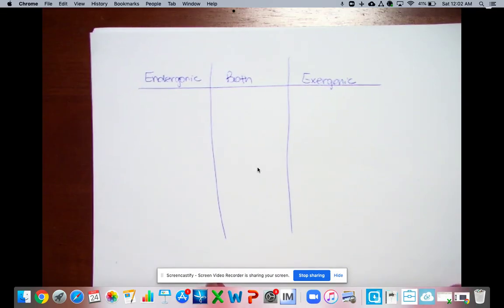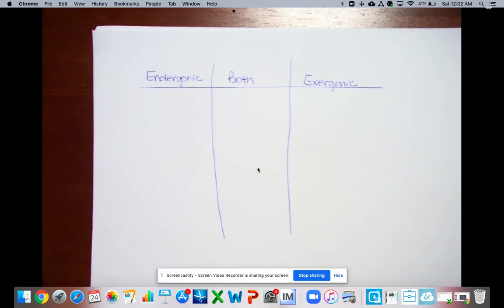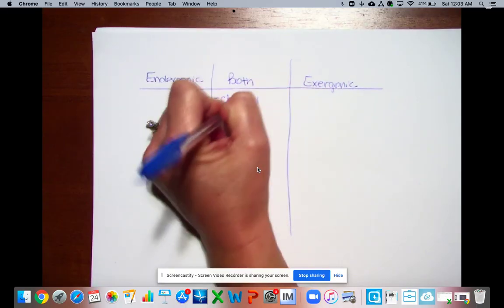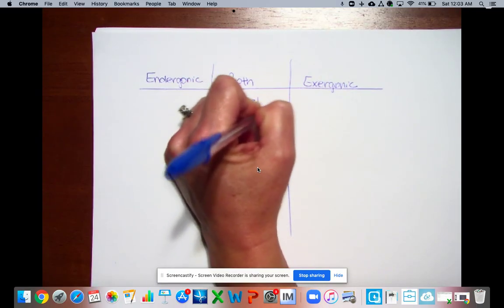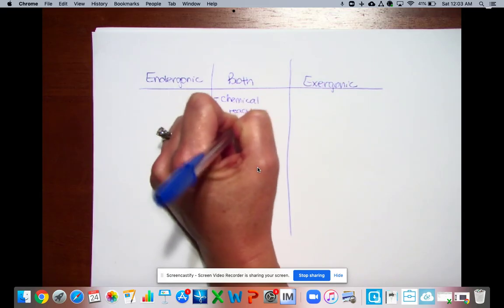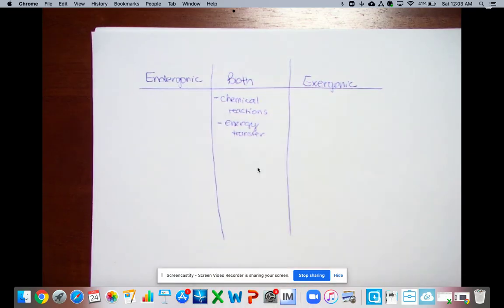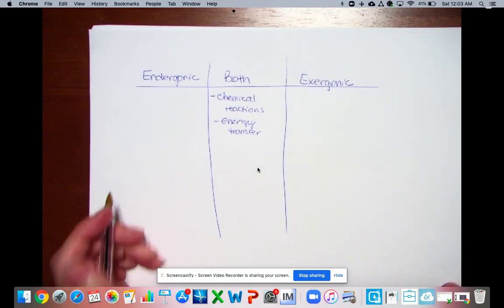All right, here's another video, and the two I can statements for this one are I can compare endergonic and exergonic reactions, and I can contrast endergonic and exergonic reactions. So they are both chemical reactions or types of chemical reactions. They both are looking at energy transfer. And that is where I'm going to stop with the both for now because we have a whole lot more differences and I don't want to run out of time.